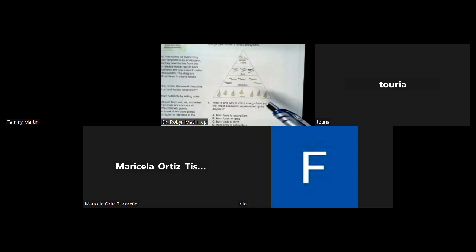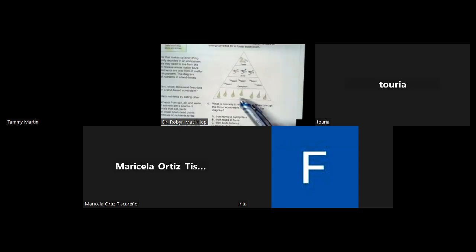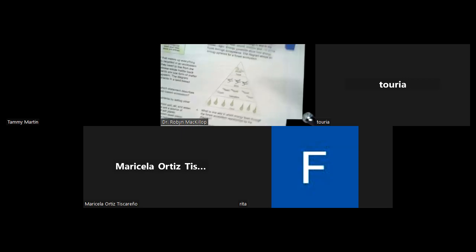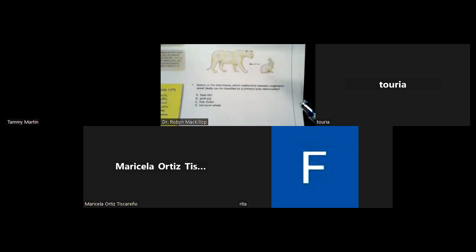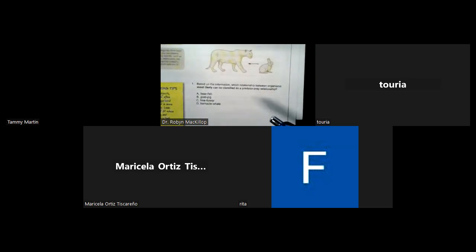So interesting. Life science loves these scales from small to great, or great to small. They love them. And they love animals, which is good because animals are fun.